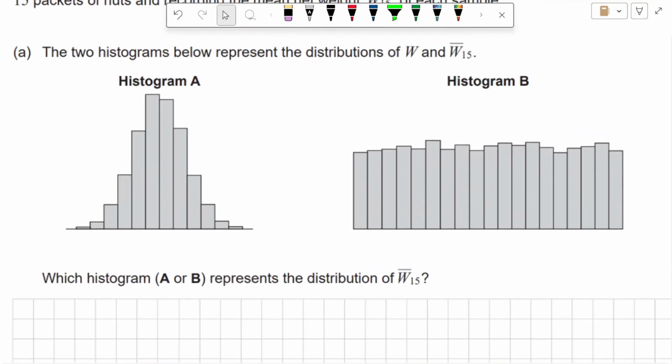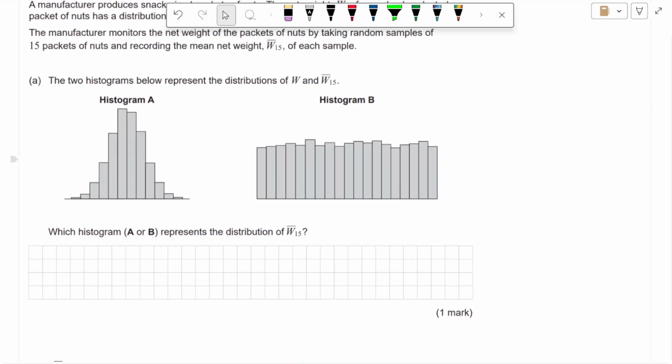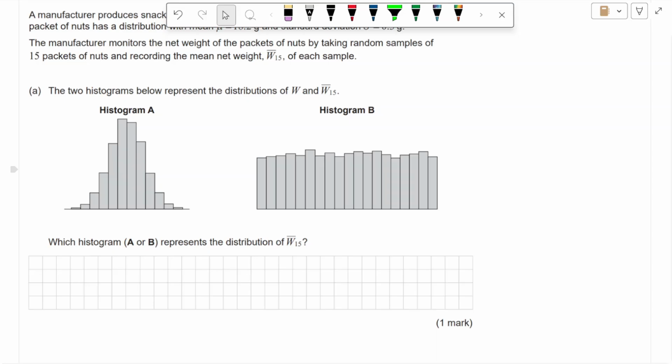Okay, so we'll do an example question. The two histograms are W and W15. So notation-wise, this is X and X bar 15. Which is W15?